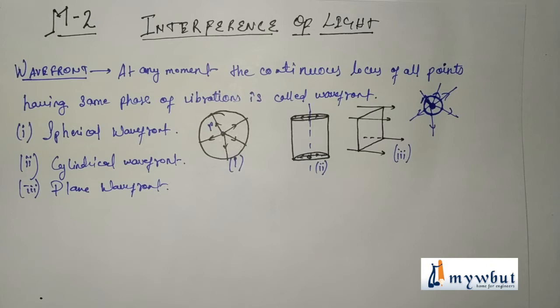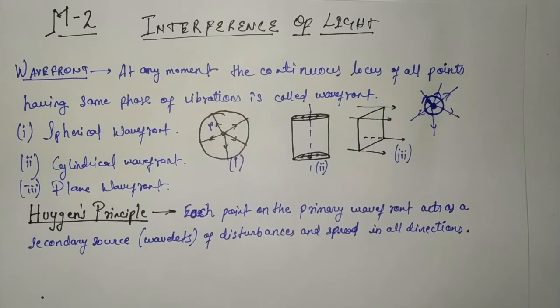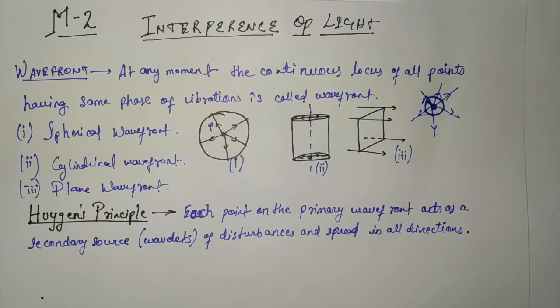Now we will move on to an important principle, that is Huygens Principle. So first, let me write down the definition for you all. So friends, here is Huygens Principle. It states that each point on a primary wavefront acts as a secondary source, known as wavelets of disturbances, and spreads in all possible directions.